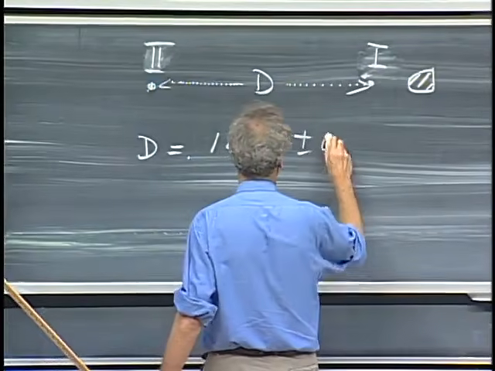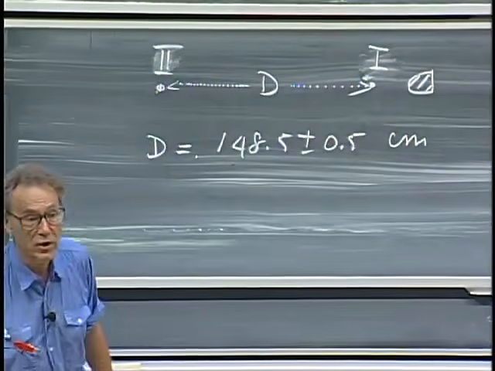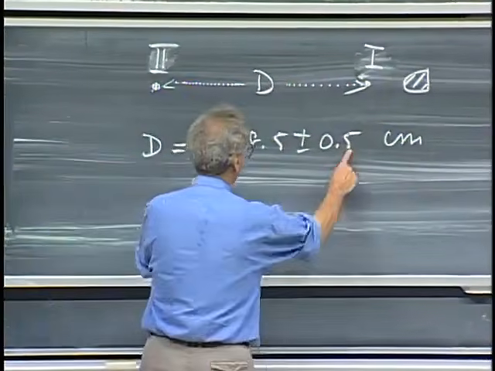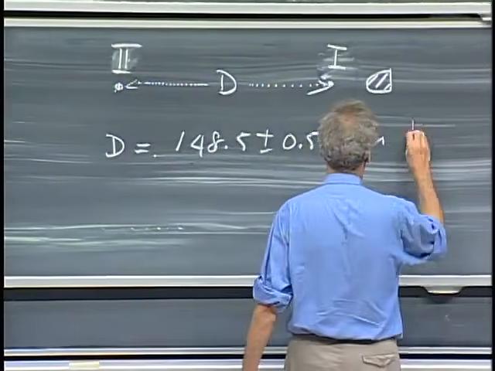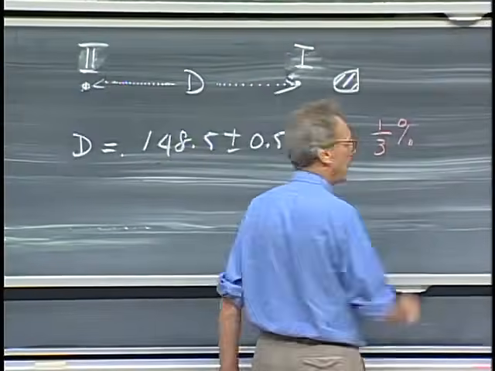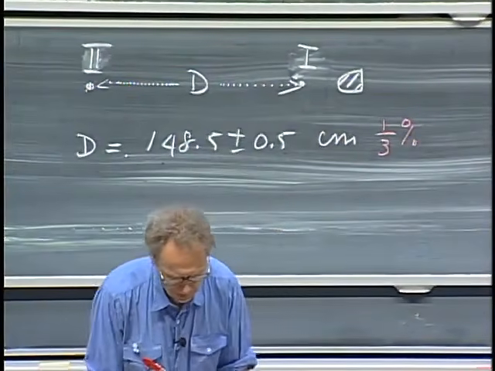148.5 plus or minus 0.5 centimeters. I want you to appreciate that this is a very small percentage error. This is only 5 parts out of 1,500. That is 1 out of 300. So that is only a 1/3% error. That's very small. That's what we call the relative error.